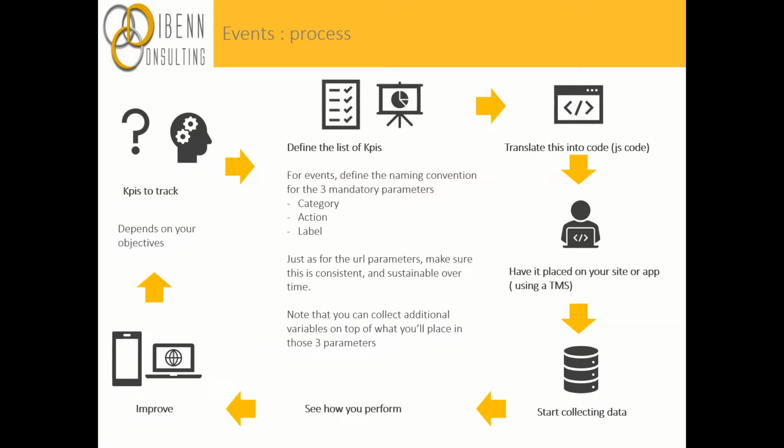They have 3 parameters. Category is the broadest one. Action is the, well, say, medium one, and label is supposed to be the most specific. So one category can encompass several actions, and an action can encompass several labels. Of course, just as for the URL parameters, the web marketers have to make sure this is consistent and sustainable over time. So this is not something that you do in a rush and share with your digital tracking agency. No, it has to be really defined and adopted by everyone.